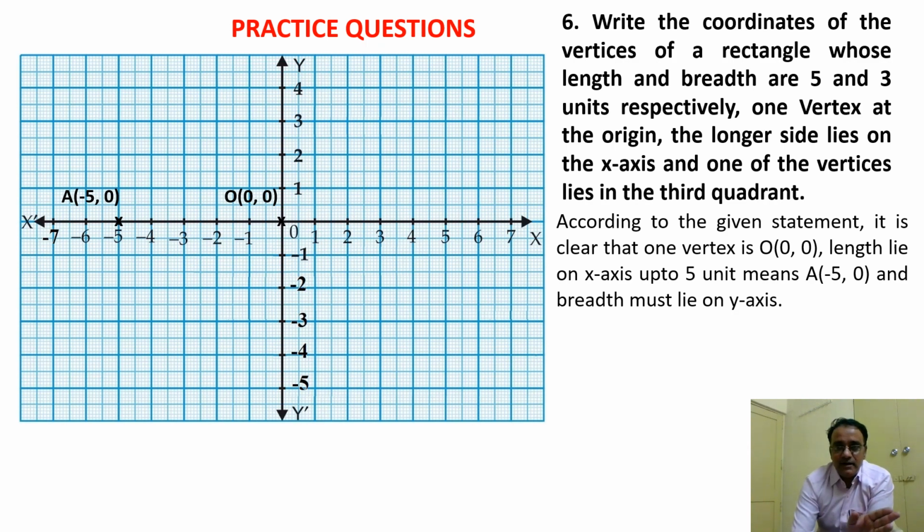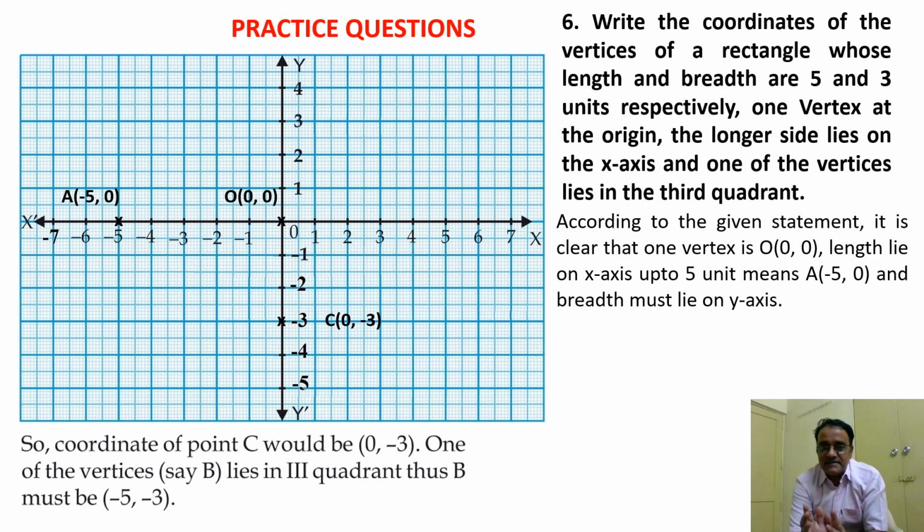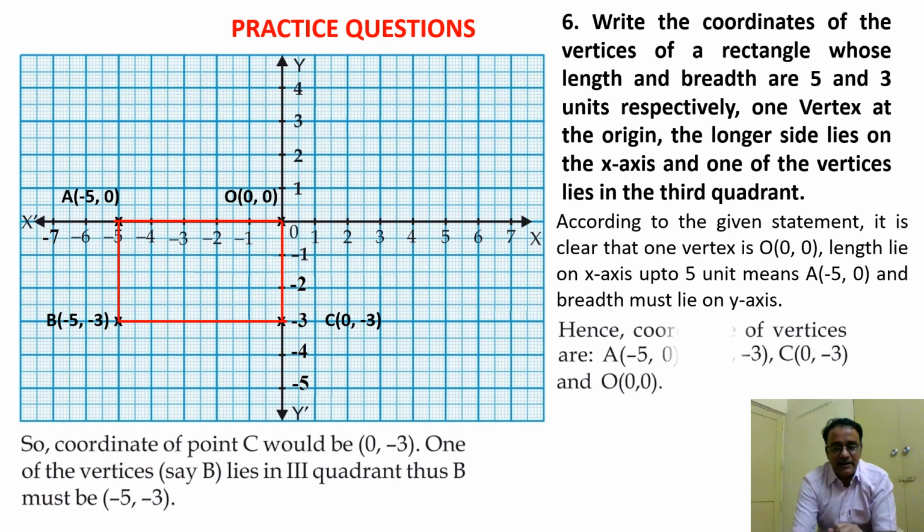Why? Because one of the vertex lies in the third quadrant. Okay, so coordinate of C, the next last point, coordinate of C would be 0, -3. One of the vertex, say B, lies in the third quadrant, thus B must be -5 and -3. So this is the last coordinate. Okay, so now we are going to join. First A is OA, then OC, then BC, then AB. So हम लोग का rectangle मिल गया, right? Hence coordinates of the vertices are A -5 0, B -5 -3, C 0 -3, and O 0 0.